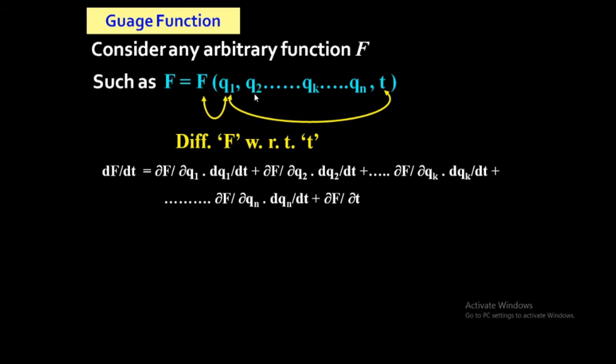And now for q2, del f by del q2 dq2 by dt, plus now for qk, del f by del qk dqk by dt. Again for qn, del f by del qn dqn by dt. And lastly with respect to t only, del f by del t.